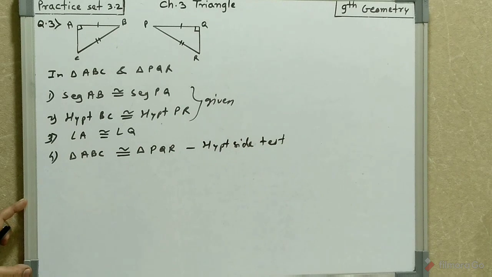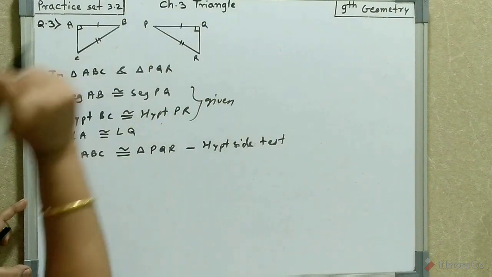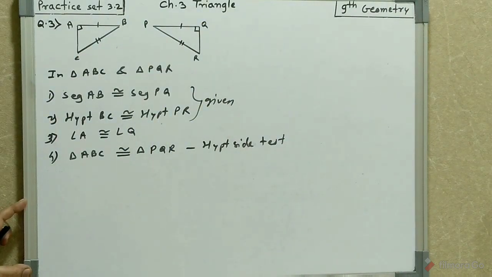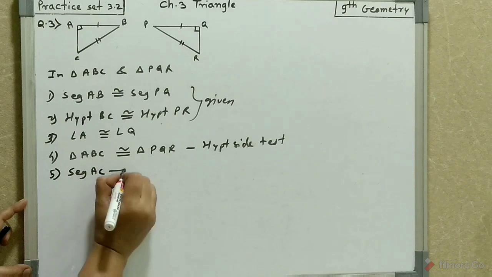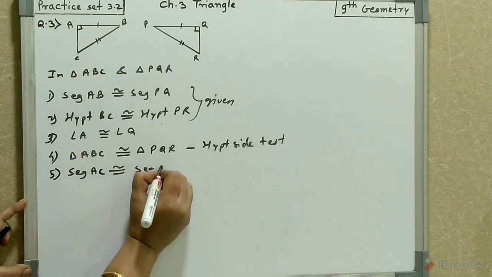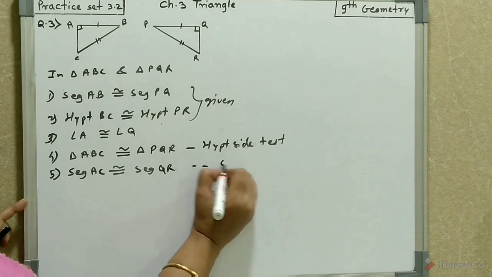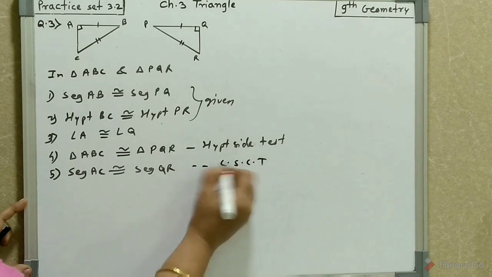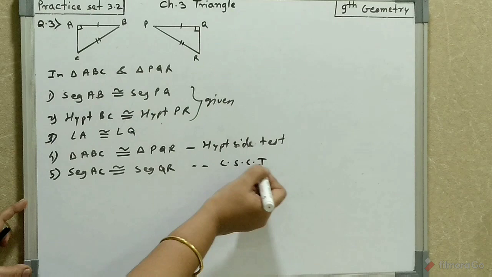Now, see the remaining part. What is the remaining part? First, see here segment AC and segment QR, the corresponding sides of congruent triangles. So I write next, segment AC congruent to segment QR. I write here CSCT. CSCT means the corresponding sides of congruent triangles. In short, we write CSCT.